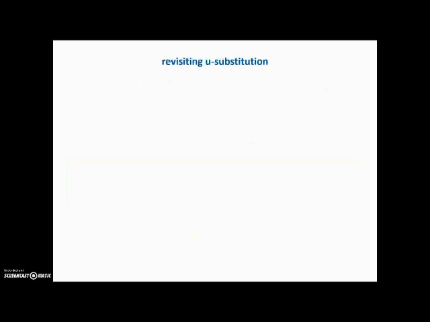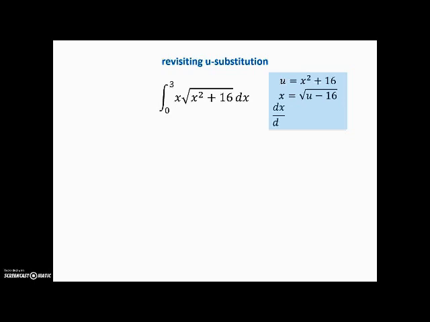Okay, so revisiting u substitution with this Jacobian idea in mind. How does this match what we did in single variable? It seems completely different, but actually it's not. So here's our example again from the first part of the lesson. And I'm going to set it up a little bit differently this time.